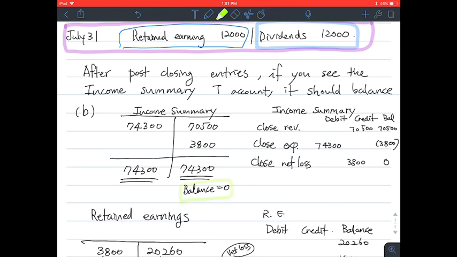So you can write it like this. Closing revenue was 70,500 on the credit side. Closing expenses were 74,300 on the debit side, and the net loss was 3,800 on the credit side. So when they all add up, on the credit and debit side, they should balance to 0.